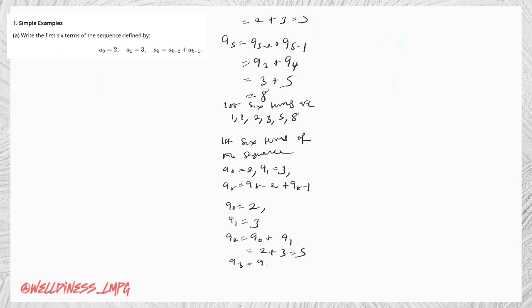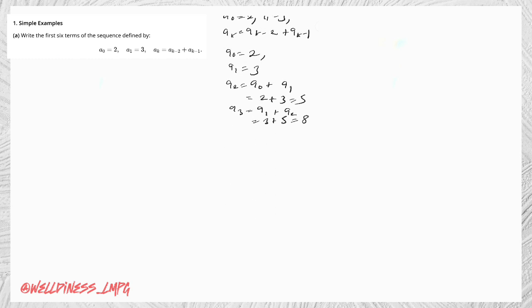Now for our A3, all you have to do is substitute 3 everywhere you see K. And once you put your 3 in K, you're going to have 3 minus 2, which is 1. And for the other part, you slot in 3 and you have 3 minus 1, which is 2. So that will be A1 plus A2. And A1 from the question is given to us as 3, and we solved for A2 where we got 5. So our A3 is 3 plus 5, which will give you 8.